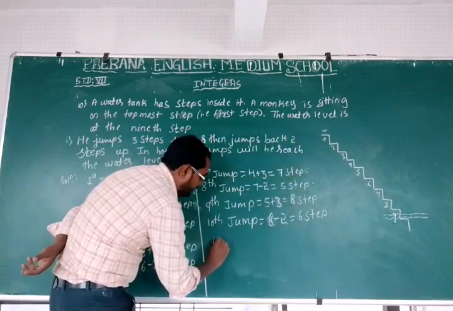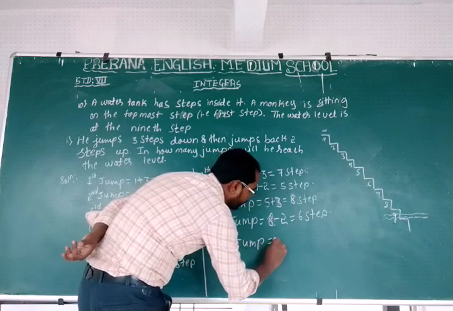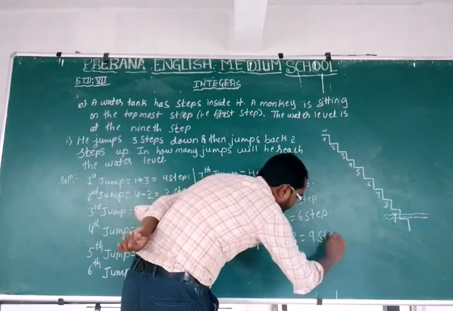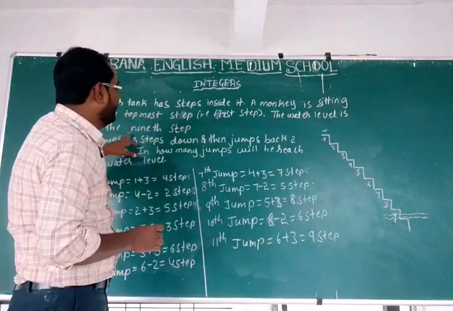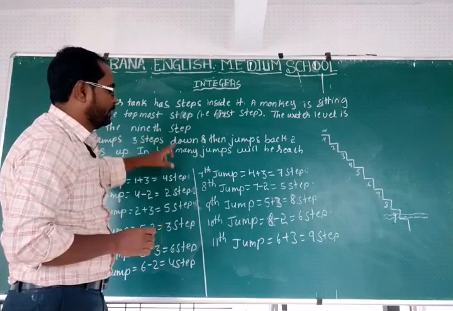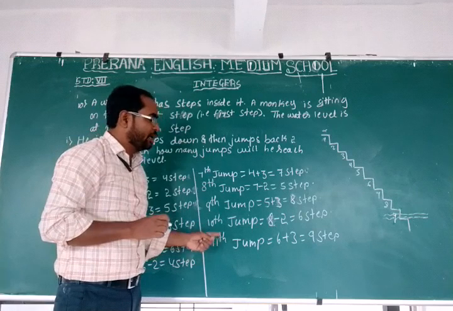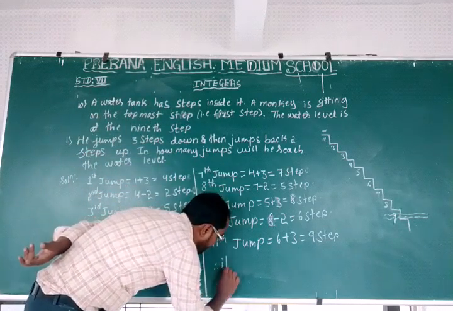So 11th jump. 11th jump is equal to 6 plus 3, which is equal to 9th step. So it has reached the water level now, because the water level is at the 9th step. That means after 11th jump it reaches the water level. It reaches water level at 11th jump.